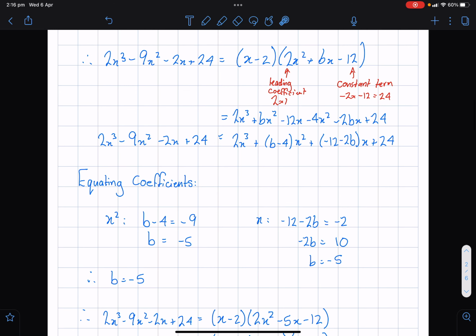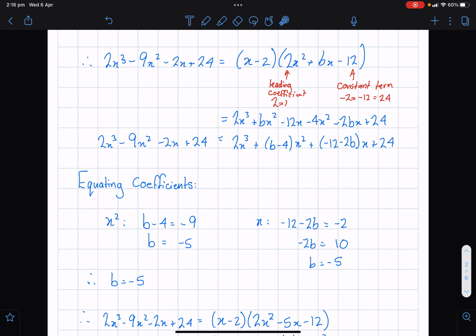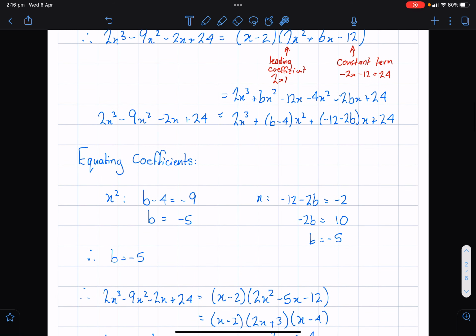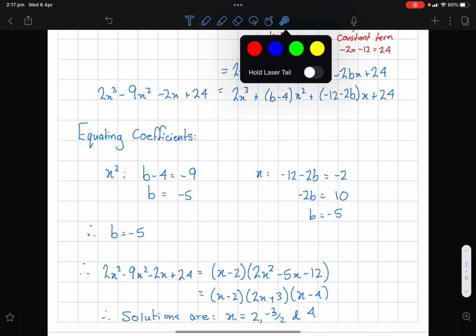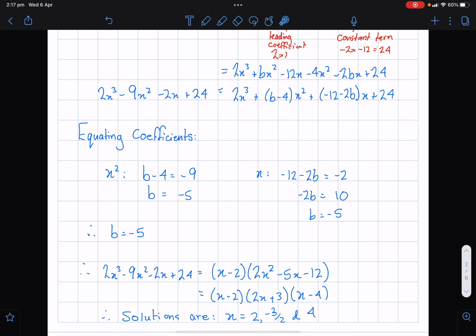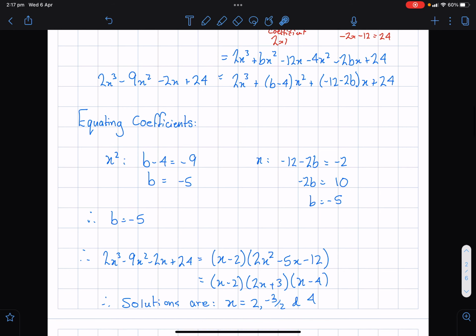We then substitute our b value into our quadratic. So our original polynomial equals x take away 2 times 2x squared, take 5x, take 12. All we need to do now is factorize that quadratic. That comes out to be x take 2 times 2x plus 3 times x take away 4. Therefore our solutions are x equals 2, x equals negative 3 on 2, and x equals 4, if we're solving these three linear factors. And that is the question done.